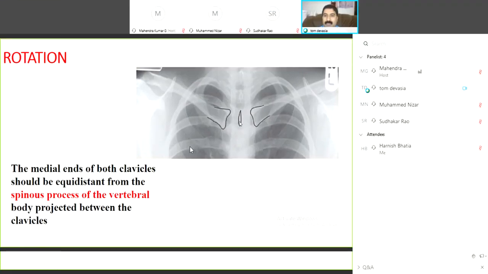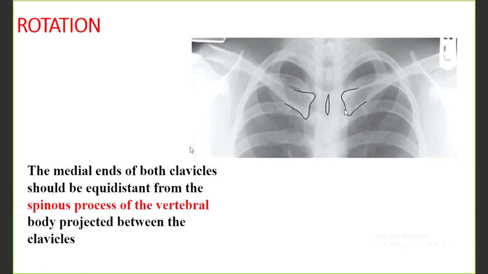aorta and the medial end of both the clavicles. If the spinous process is in the midline and both the clavicle medial heads are seen on either side, then we can confirm that it is not rotated. The benefit of taking a view that is not rotated is that there will be no false assessment of chamber enlargement.